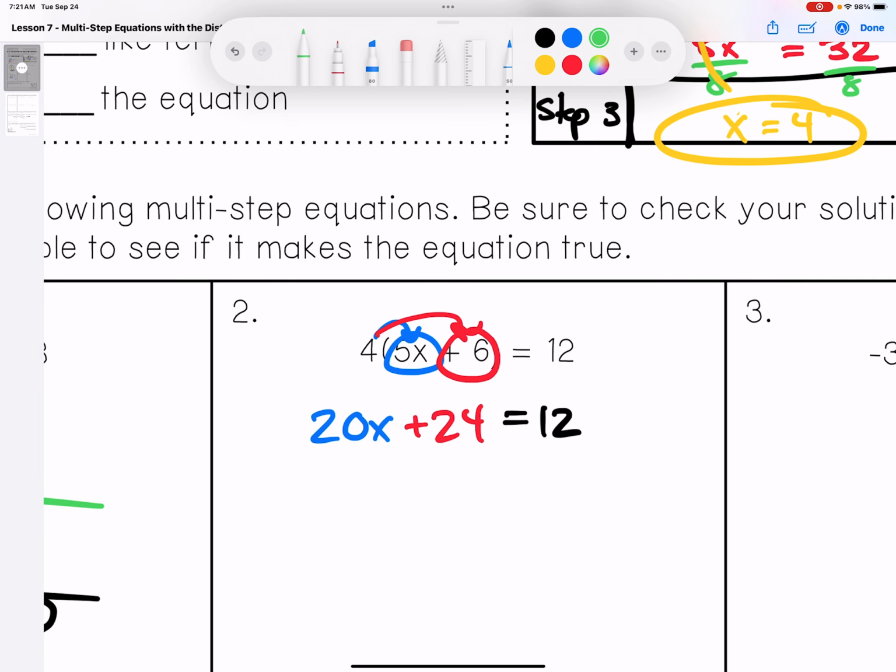Now, what do I do now? Undo the addition or subtraction first. There it is right there, so let's take it to the other side because we're trying to go away from x. So we're going to subtract both sides by 24. And you are left with, those go away, you're left with 20x equals negative 12.